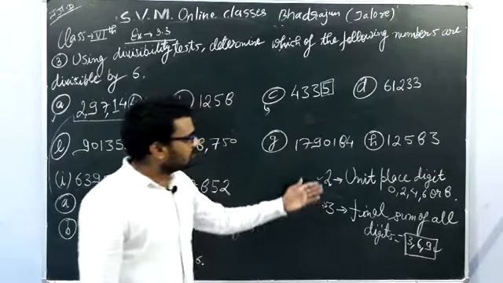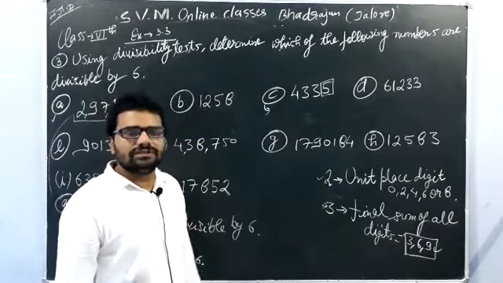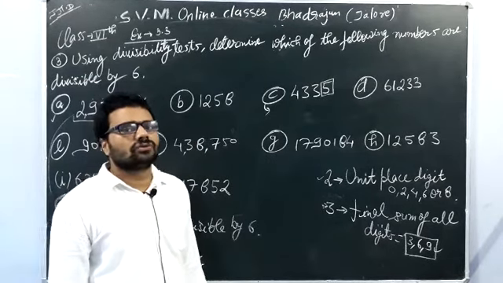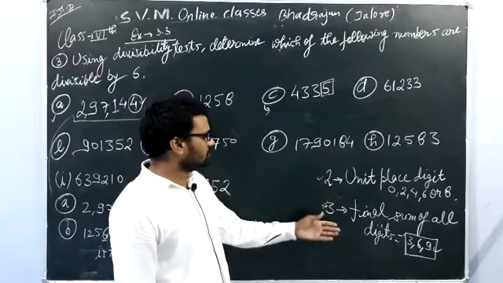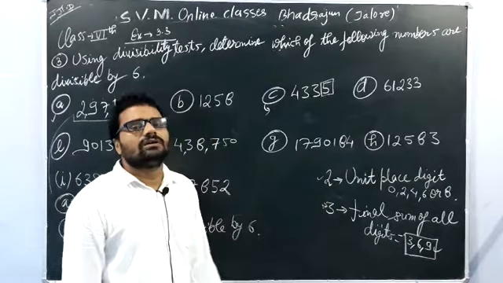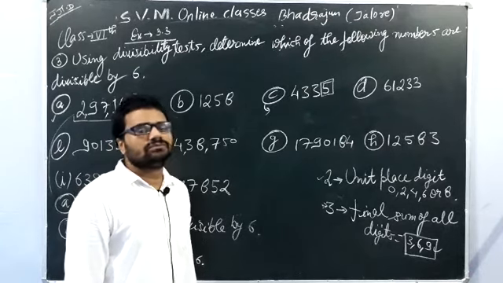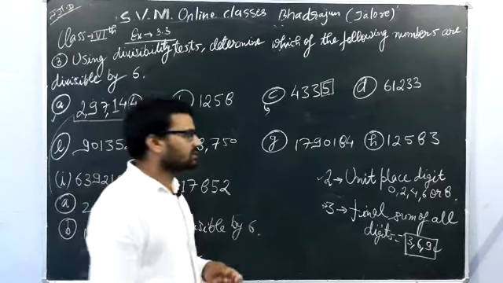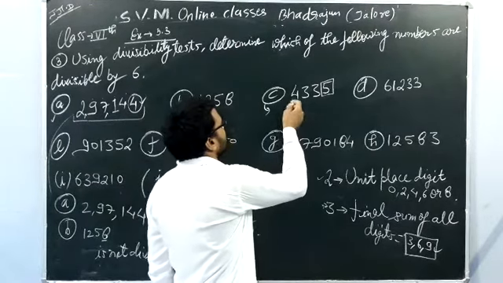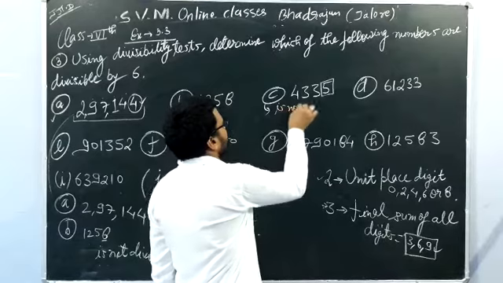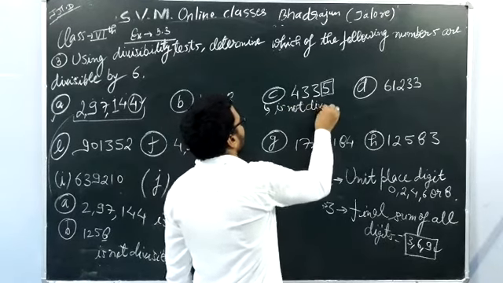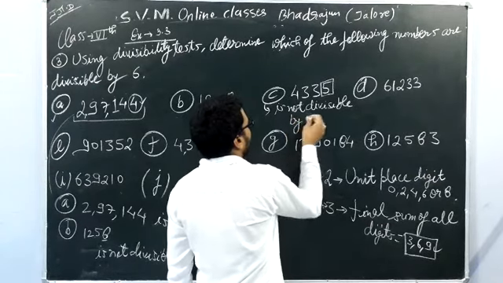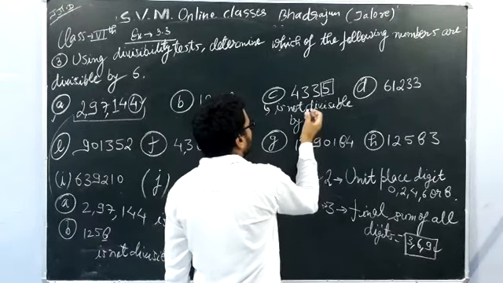If the number is not divisible by 2, then it will not be divisible by 6 also. We will not go for checking whether the number is divisible by 3 or not, because if the number is not divisible by 2, then definitely it will not be divisible by 6 as well. So it is not divisible by 6.